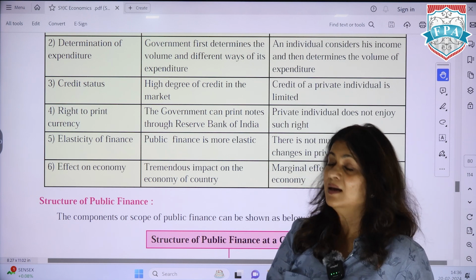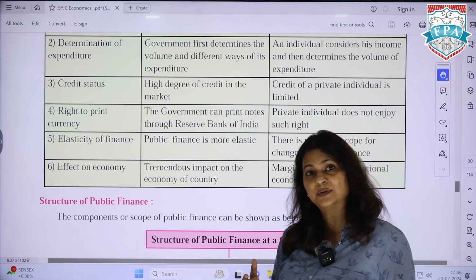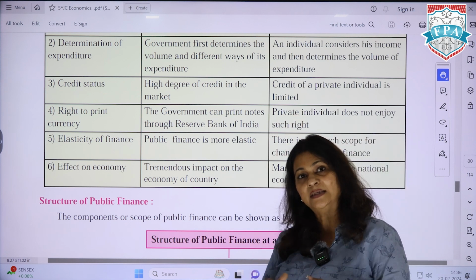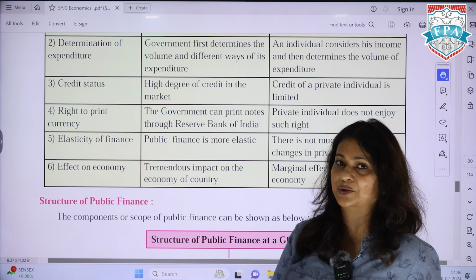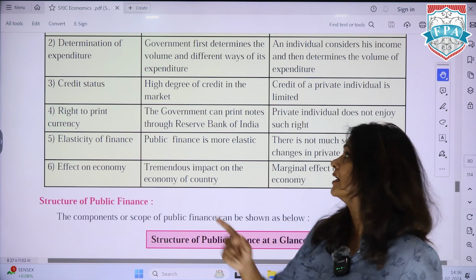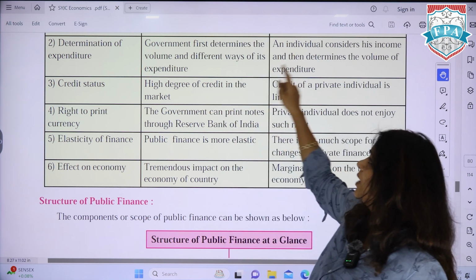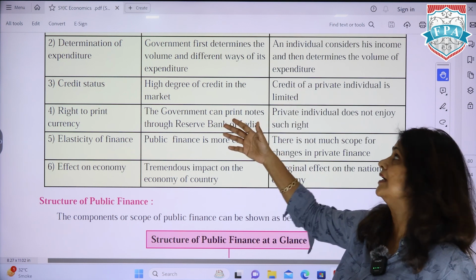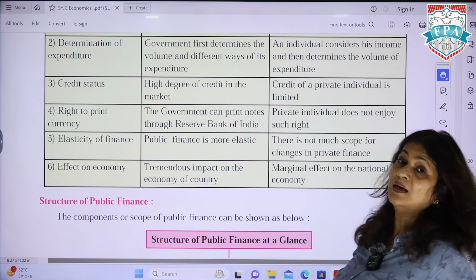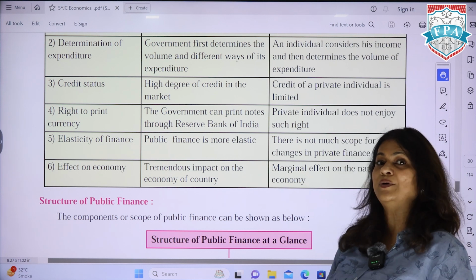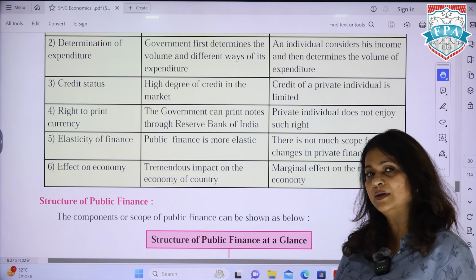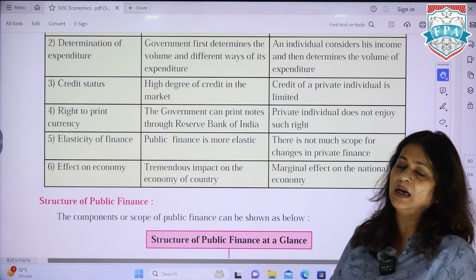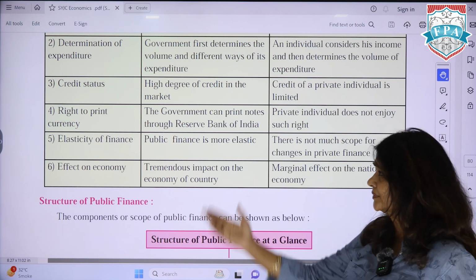In case of public finance, we first determine the volumes and the places where expenditure needs to be done. But when we talk about private finance, a person first identifies how much their income is and then defines how much their expenses will be. So this is a very big difference. In public finance, you are first determining the volume and the different ways of spending. But when it comes down to private finance, the individual first determines its income, and after determining the income, it determines how it will be spent.